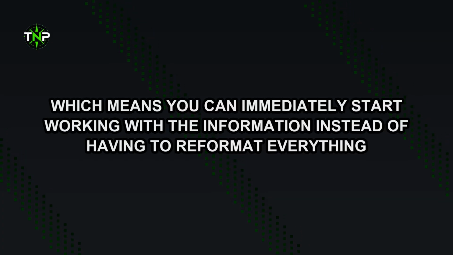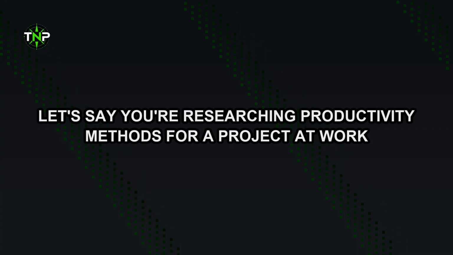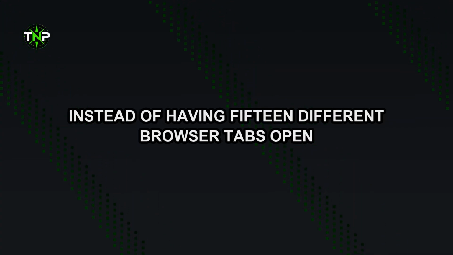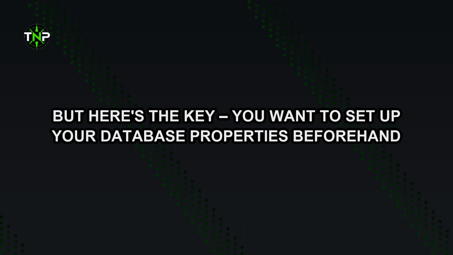But here's the key: you want to set up your database properties beforehand. Add properties like source URL, date clipped, relevance rating, and tags. This way, when you clip an article about the Pomodoro technique, you can immediately tag it with time management and focus, rate its relevance to your current project, and add any quick notes about why you saved it.